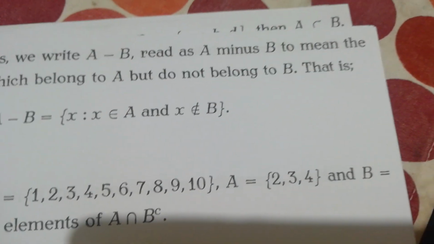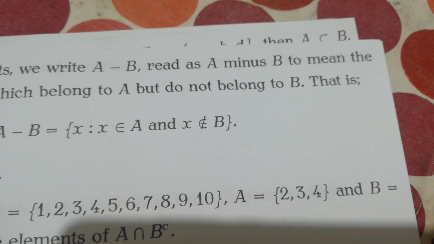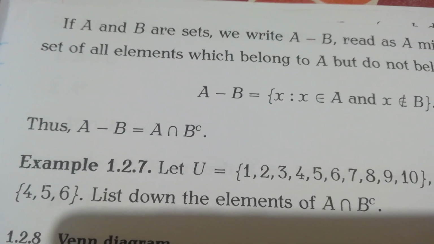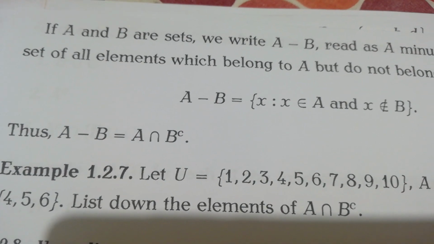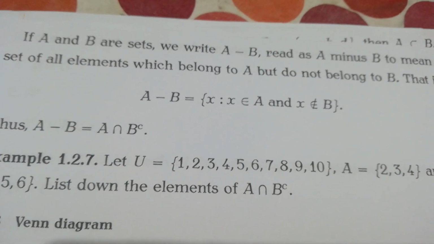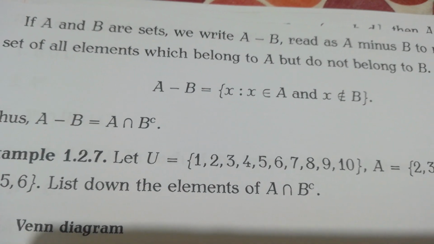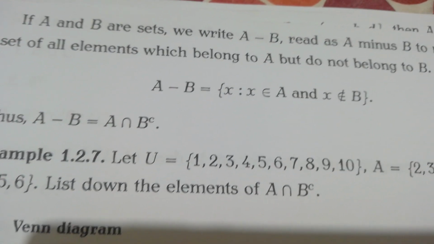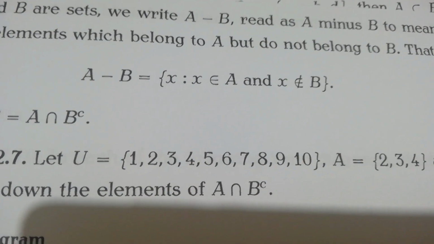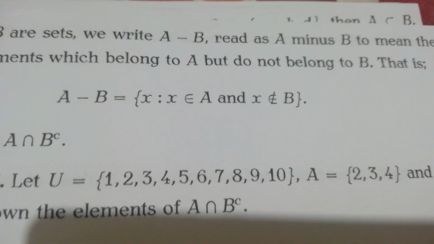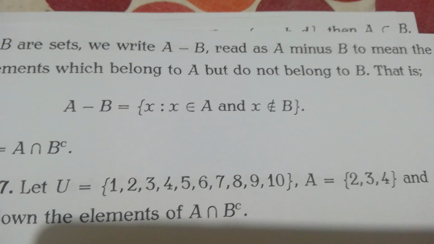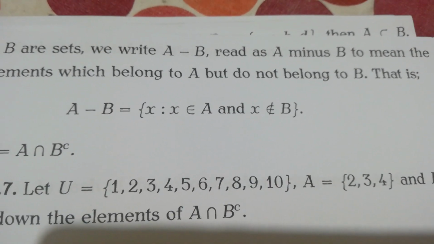Well, we'll look at A. These are the elements that are in A. We've been given 2, 3, and 4 in B. So we're going to remove whatever is in B from the set A. So in this case, we only have 4 that is in both sets. Now we don't want this 4. We want where A intersects the complement of B.